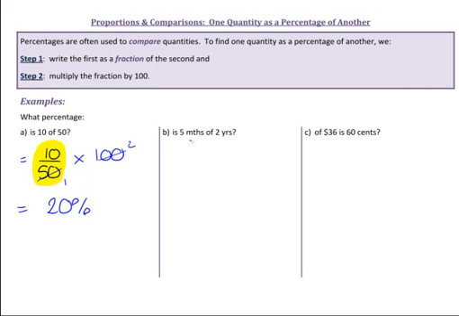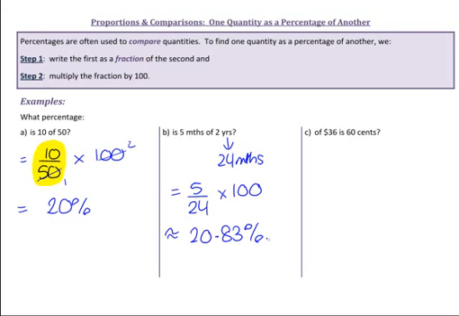Okay, 5 months of 2 years. Now these are in different units, so we're going to have to change that 2 years to 24 months. So 2 times 12. So here it's going to be 5 over 24 times by 100. Now I wouldn't be doing this by hand. I'd go straight to my calculator and go 5 divided by 24 times by 100, and I get an approximate answer, approximately 20.83%. And I've just rounded to 2 decimal places. If you're going to round to the nearest whole number, it'd be 21%.